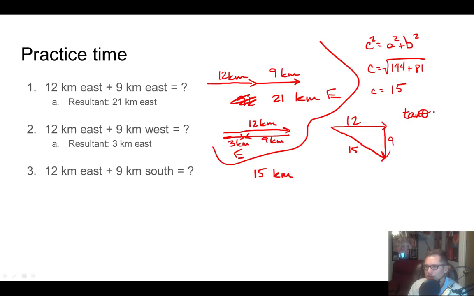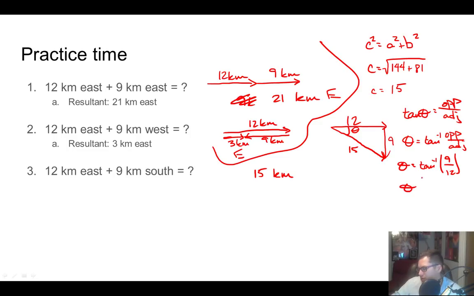Remember, tangent of theta is equal to opposite over adjacent. But we need that theta value. So theta is equal to the inverse tangent of opposite over adjacent. The opposite is 9, and the adjacent is 12. So theta is the inverse tangent of 9 divided by 12, and I got 36.87. How many sig figs? It looks like just one, but let's say 37 degrees.